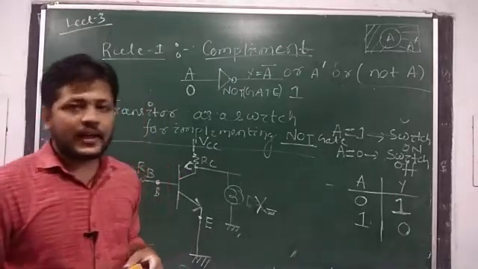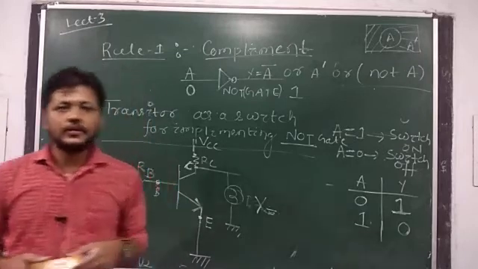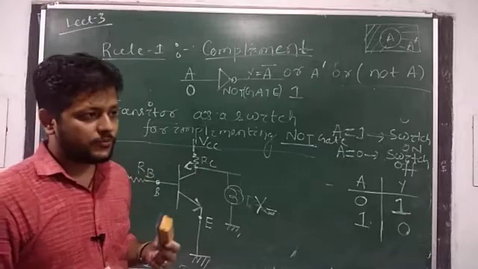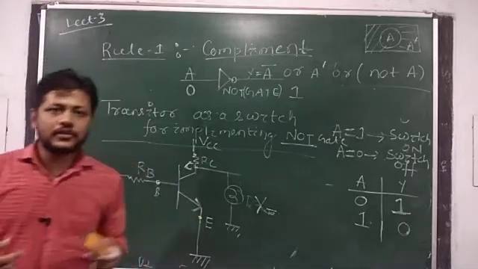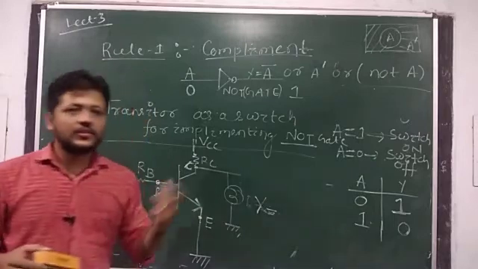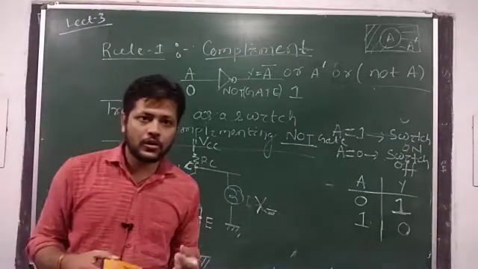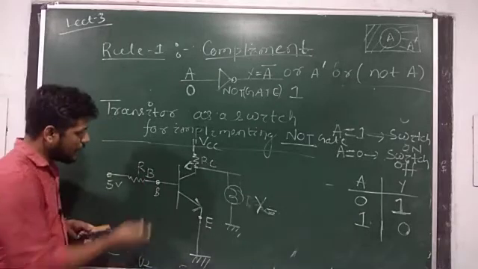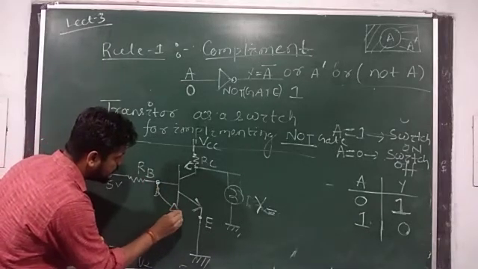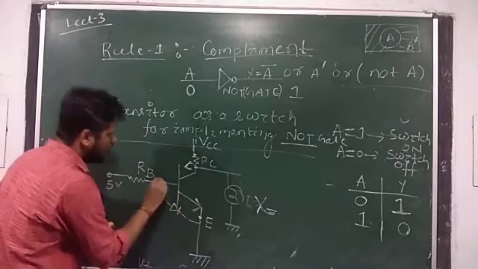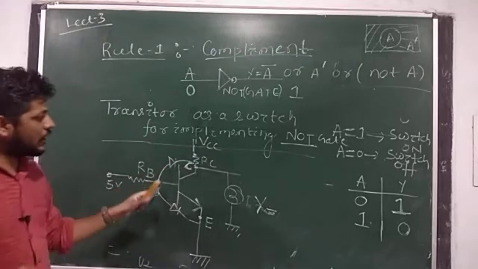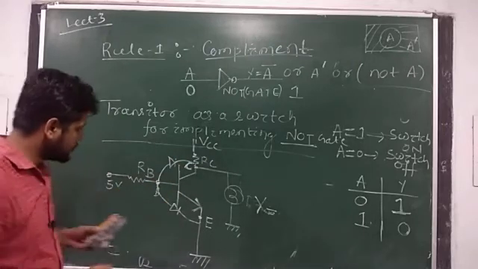Transistor will be acting as a switch when it operates in 2 regions, that is your saturation region or cutoff region. For the active region, the transistor will be acting as an amplifier. So when the transistor is operating in saturation mode or cutoff mode, here we have 2 junctions, that is the base to emitter junction and the collector to base junction.